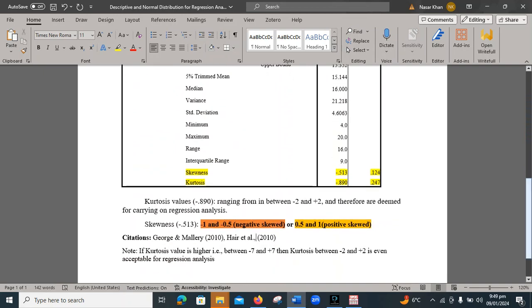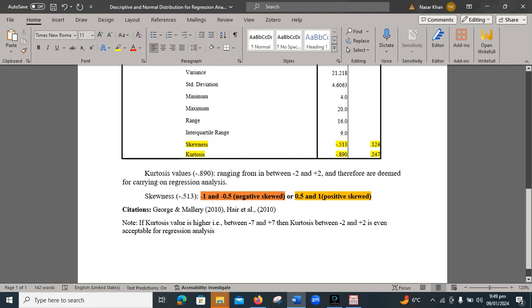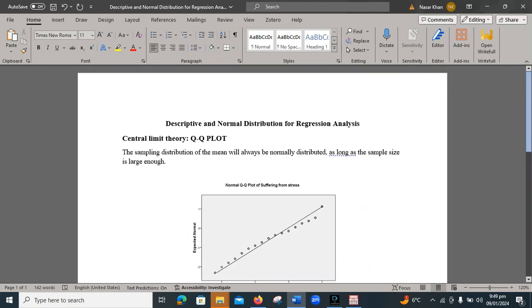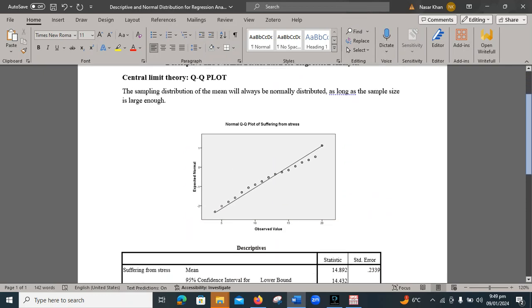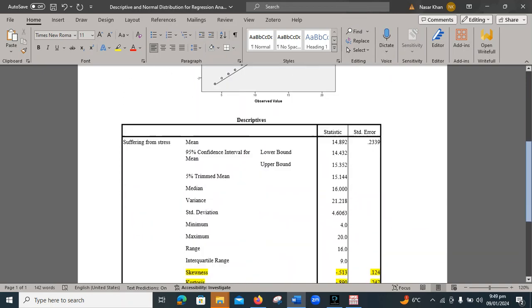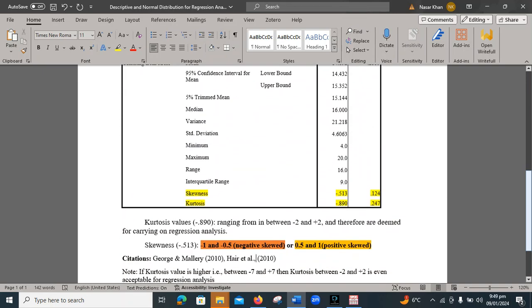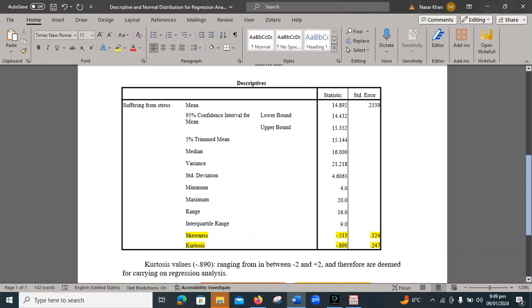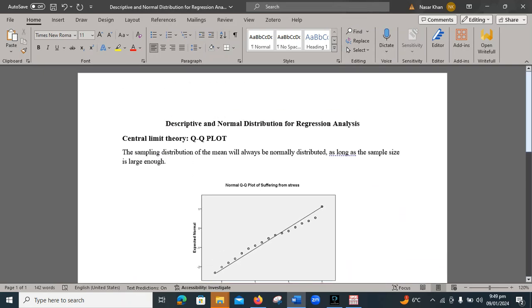Then there are two major requirements. The first one is skewness and the second one is kurtosis. So these are basically values. The Q-Q plot or central limit theory is about the diagrammatic presentation of normal distribution, while the skewness and kurtosis are basically values. So we are going to discuss it in this video.